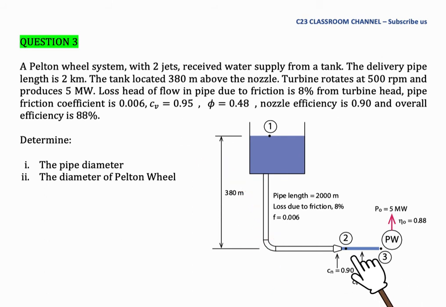which means that when water travels from the nozzle, point number 2 here, to point number 3, before it hits the bucket, the friction is represented by CV equals 0.95. Then the Pelton wheel rotates and produces power of 5 megawatts, and the overall efficiency is 0.88.